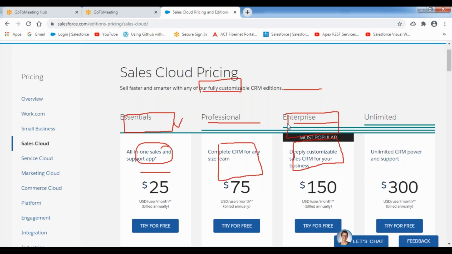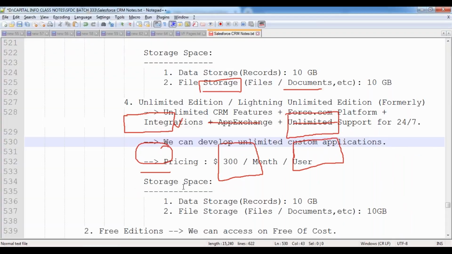These are the four types of editions available, but from the interview point of view, say confidently that we have used Unlimited Edition of Salesforce for our project. Say it confidently here. Don't change the answer. We are using Unlimited Edition of Salesforce for our current project. These are the four paid editions given by Salesforce.